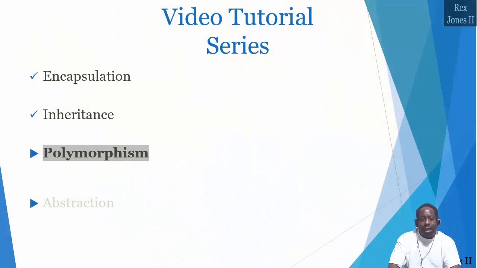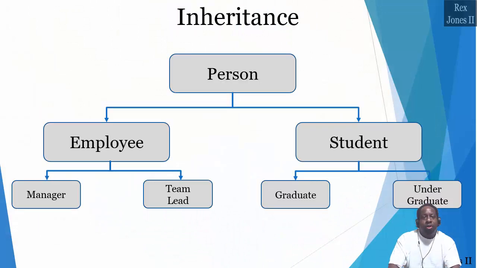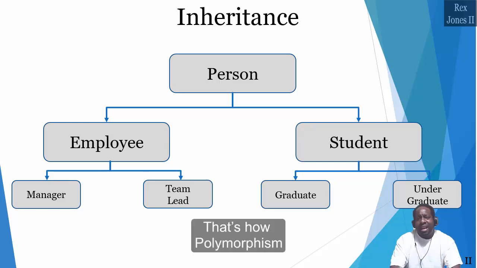Polymorphism is closely related to inheritance. You know how inheritance represents an is-a relationship? Polymorphism also has that same kind of relationship. So undergraduate is a student and student is a person. Therefore, one instance, such as undergraduate, can pick up the behaviors and attributes of more than one class. That's how polymorphism maintains the capacity to take on many forms.